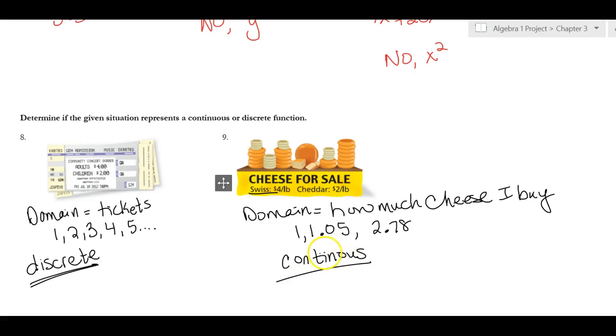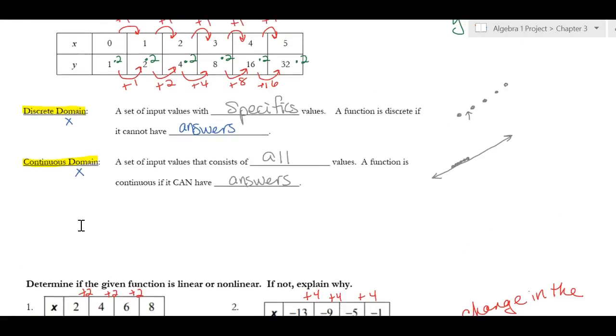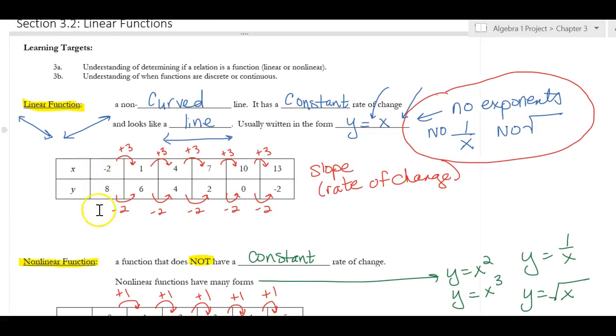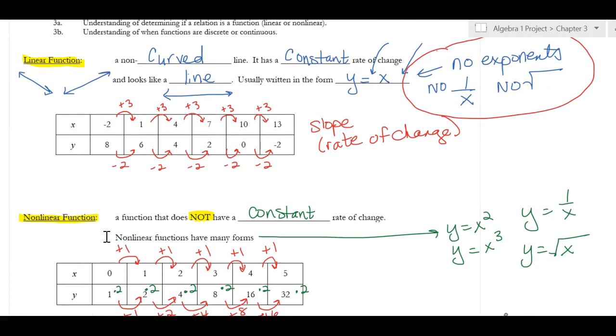Okay? So when you have discrete, it's very specific. I cannot buy parts of things. When I have continuous, I can buy parts of things to find my answer. All right? So remember to go up here and look when it's linear versus nonlinear. And that's what your main function to do today is, figure out how do you know if it's linear versus nonlinear.